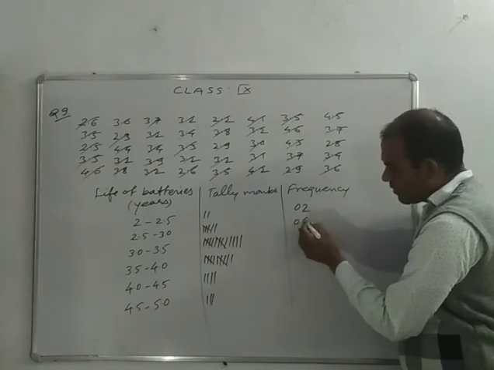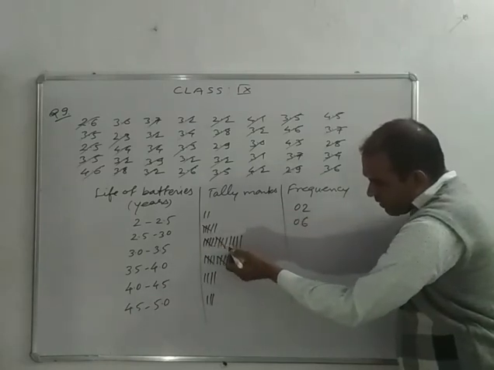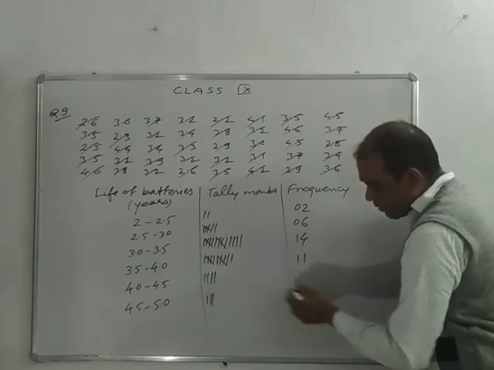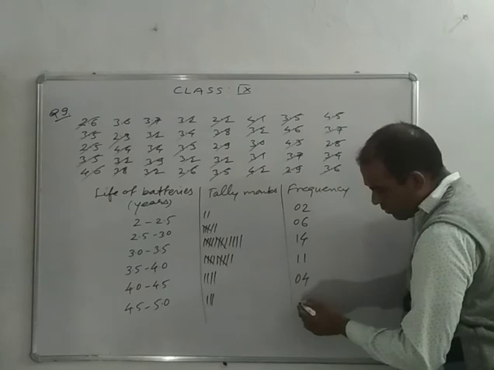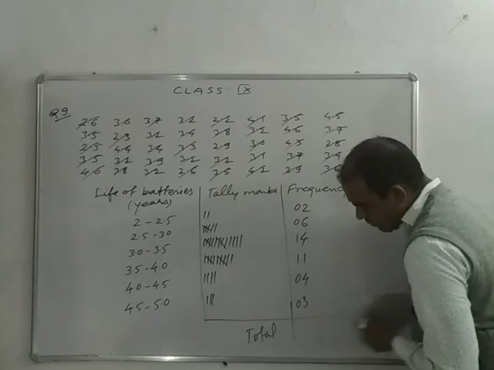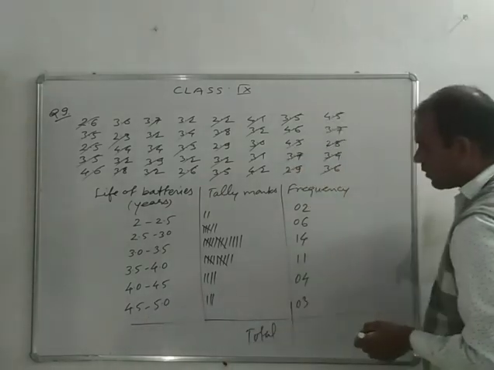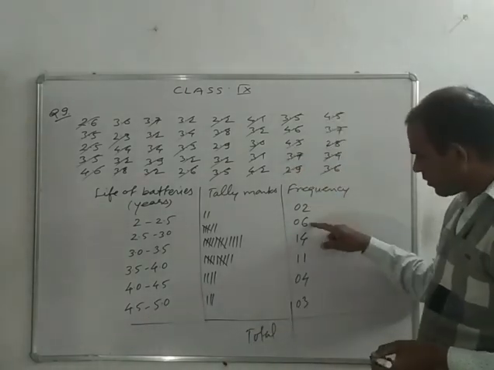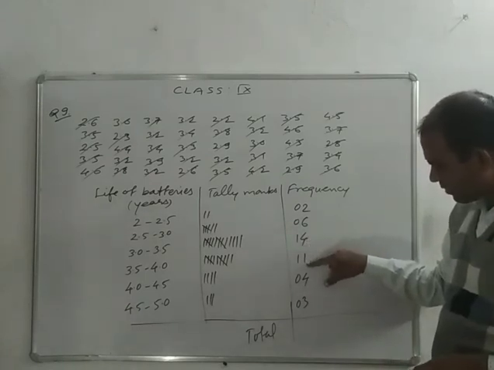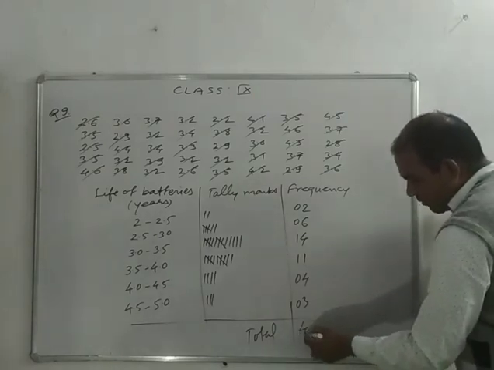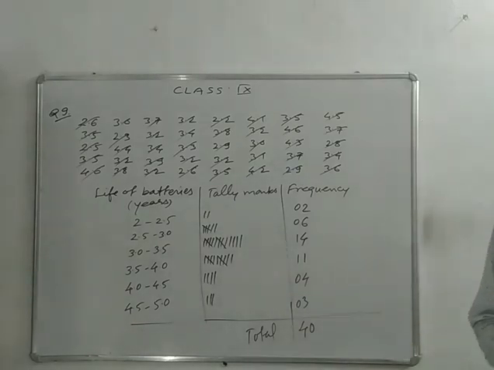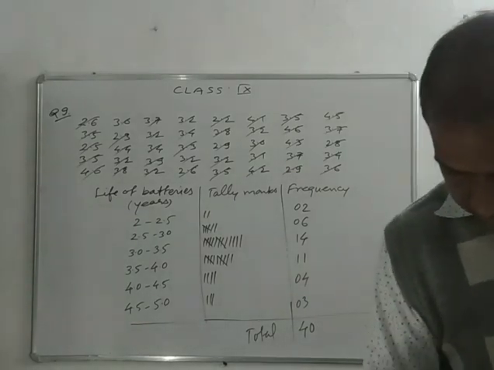2, ये 5 और 1 6, ये 5 और 5 10 और ये 4 14, ये 10 और 1 11, ये 4 और लास्ट है 3, और यहाँ पर आ जाएगा टोटल। टोटल 14 और 6 20, 22, 22 33, 33 और 7 40. Here the total is 40 and that is the grouped frequency distribution table.